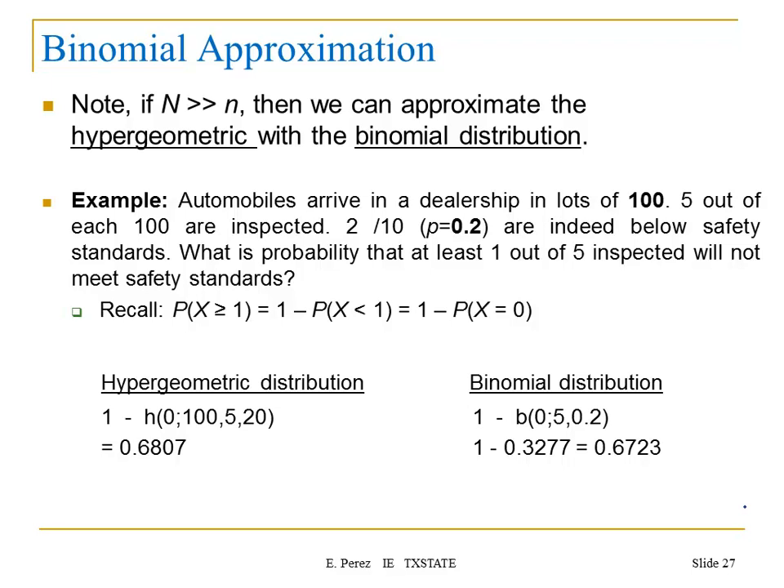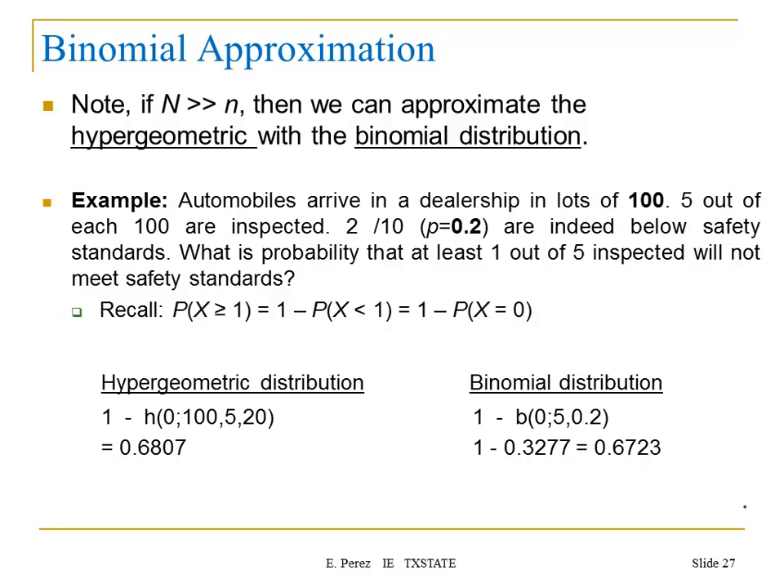So we have automobiles arriving in shipping lots of 100, and 5 out of each 100 are inspected. The probability of 0.2 are the ones that are below the safety standards. So what is the probability that at least 1 out of the 5 inspected will not meet the standards? Based on the earlier example, we know that we can compute that probability using this expression.